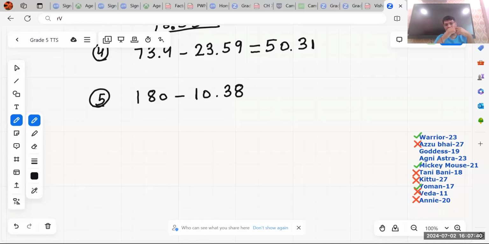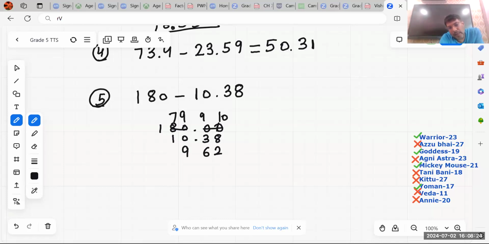So Aganya, Goddess, send your answer. I will write 180.00 and then I will subtract 10.38. So guys, we do the borrow like we do with normal numbers without decimals. This would become 79. And this would become what? This will become 9. This will become 10. So it will be 62. And this would be 9. And this would be 6. And 169.62.